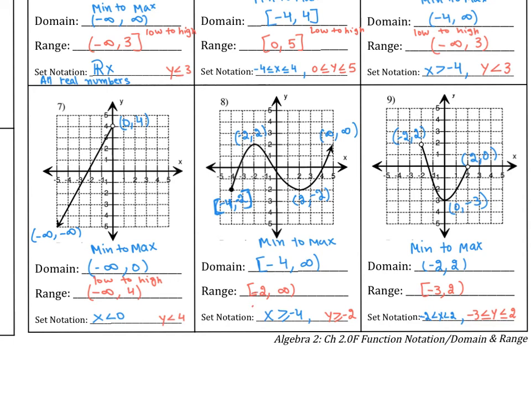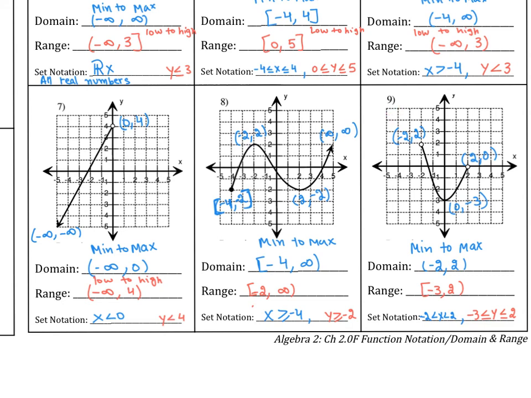-2 to infinity, and for the set notation, starting from -4 is going into the right direction, which means it is greater than -4. So x is greater than or equal to -4. For the y value, starting from -2 is going up and up and up, and the highest value is going to be infinity. So y greater than -2.